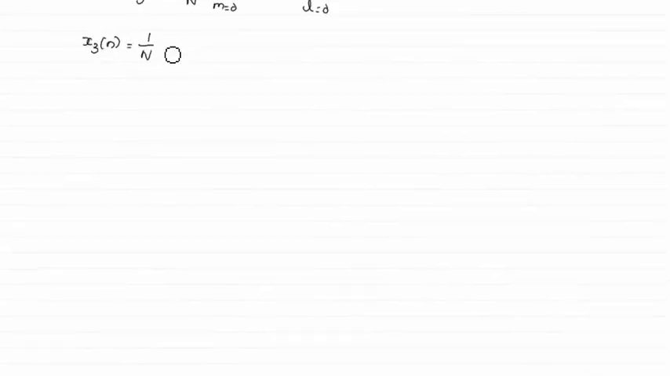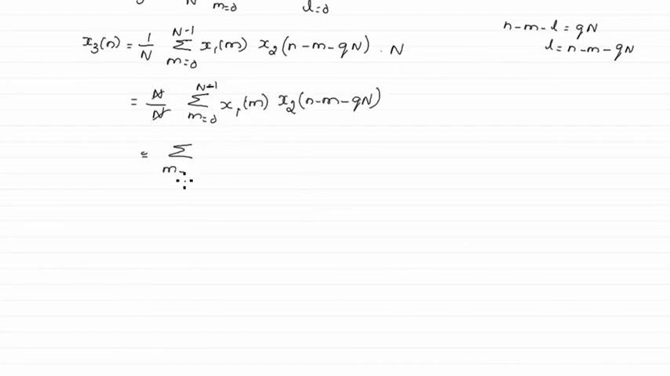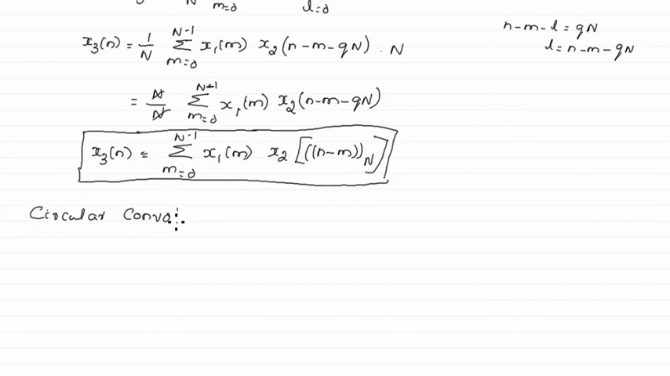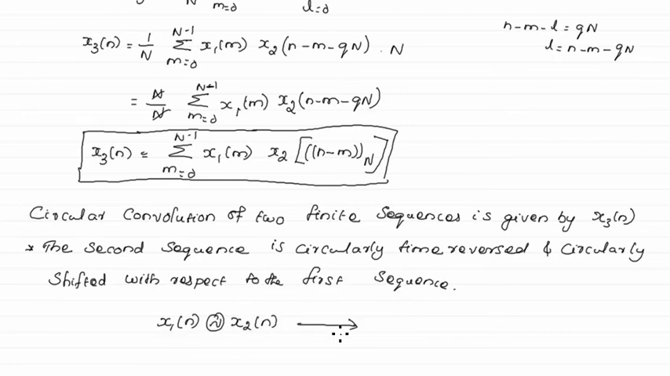When we move this x2 of l term inside the summation over m, l becomes n minus m minus qN. Now we rewrite this term x2 of l. Now we cancel the numerator and denominator N. Here the term x2 of n minus m minus qN represents x2 circularly shifted with period N. So it can be represented as x2 of n minus m, suffix capital N. So this x3 of n represents the circular convolution of the two sequences x1 of m and x2 of m. Here the second sequence is circularly time reversed and circularly shifted with respect to the first sequence. So the circular convolution property is proved.